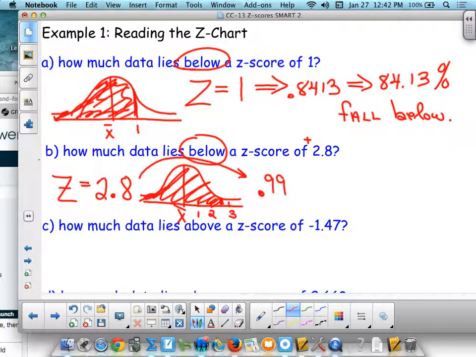99 what? 74. Okay, 9974, which calculates to what percentage? 99.74%. Yep. Falls where? Below. Falls below. Which means if we were talking test scores and you have a Z-score of 2.8, did you do really well on the test? Yeah, you did extremely well. You beat 99.74% of the population.